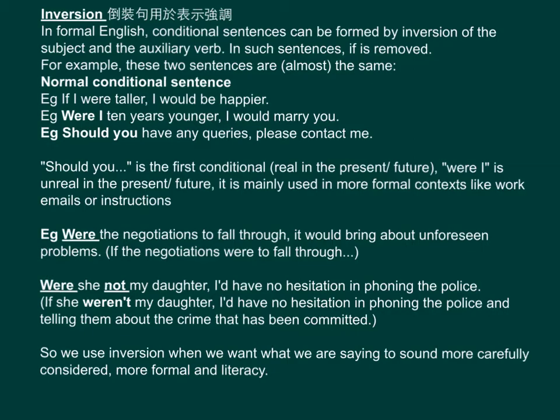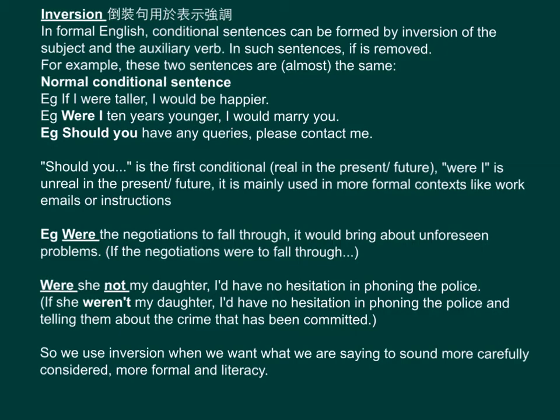If the negotiations were to fall through, 如果談判告吹嘅話呢，佢會帶嚟無法預料嘅問題。Notice, negative forms are not contracted. Were she not my daughter, I'd have no hesitation in phoning the police. If she weren't my daughter, I'd have no hesitation in phoning the police and telling them about the crime that has been committed.